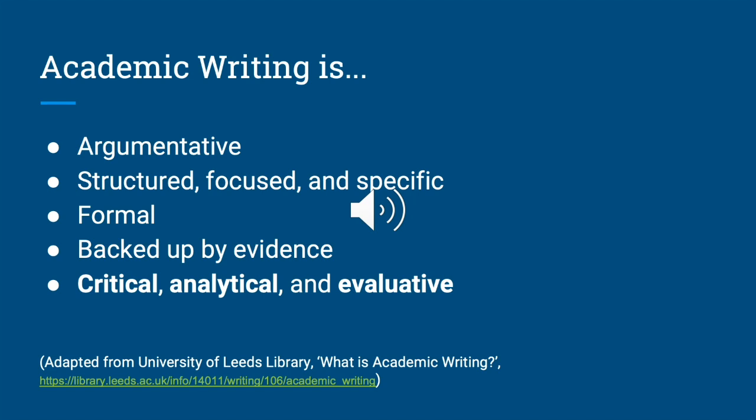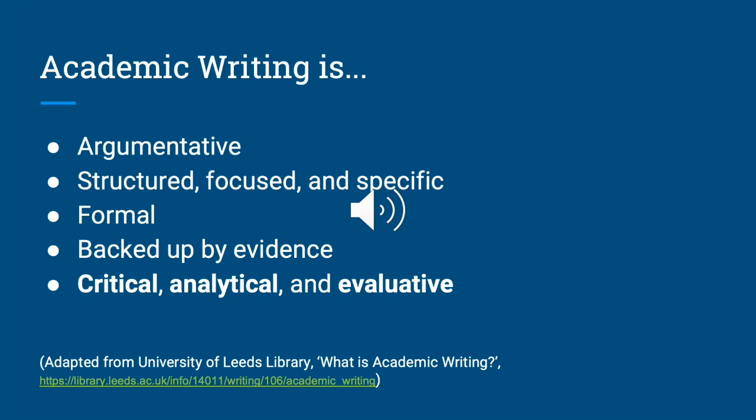Academic writing is argumentative. This means that it always has a central argument or thesis statement that it is trying to prove through evidence and analysis. It is also structured, focused, and specific. This means that this argument is made logically, also that it is not overly generalized or too broad. Academic writing should also be formal. This means it's different from everyday colloquial speech.